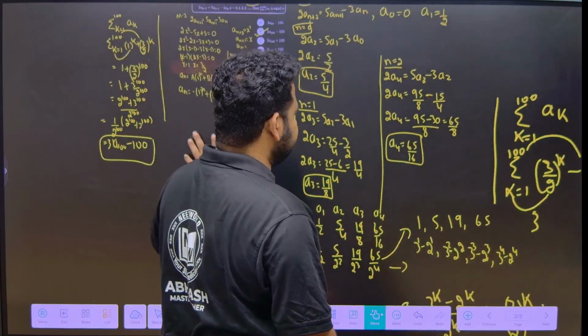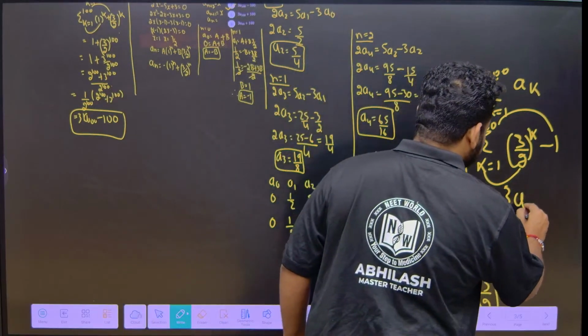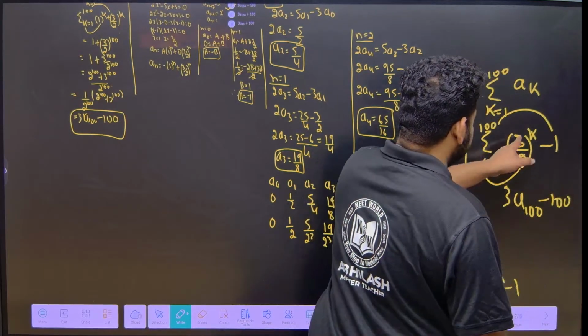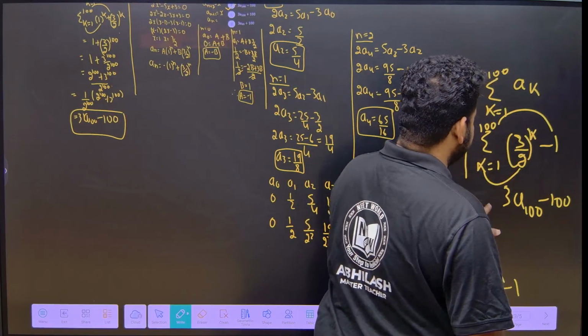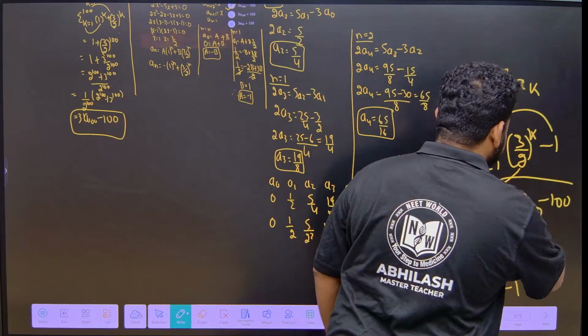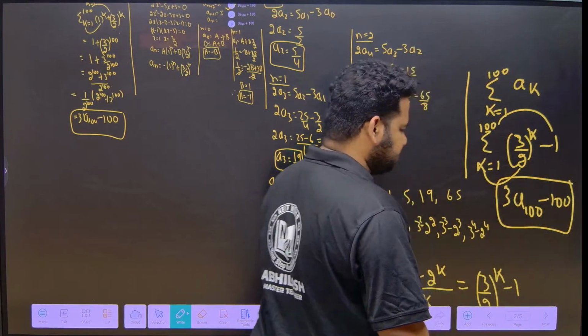3 into a by 100. This will become 3 into a 100 minus this will be 100. If I send 100 here, this will become 100. So this will become 3 by 2 to the power of 100. That will become, this will become 100. So 3 times a by 100, 3 times not a by 100, 3 times a 100 minus 100. So this is the answer we will get.